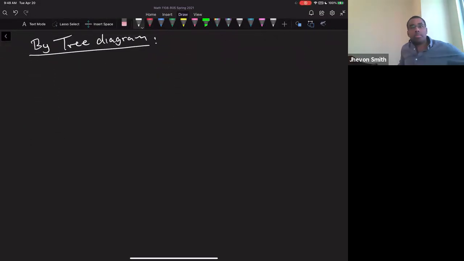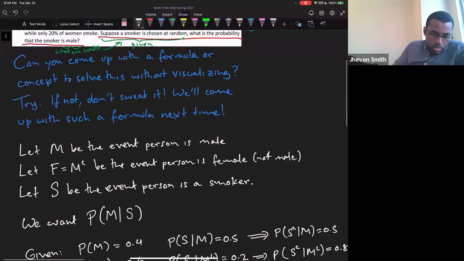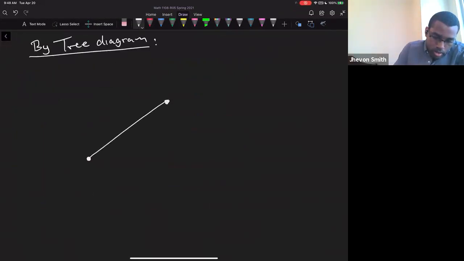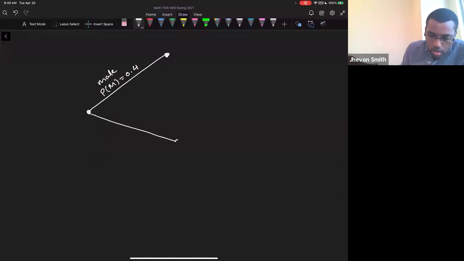So how would this branch off? Okay, so the population is at this point right here. How did we start segmenting the population? Well, we did it in male and female, yeah? So going over here, male, and we know the probability of that is 40%. Or we can go female, probability of that is 60%.